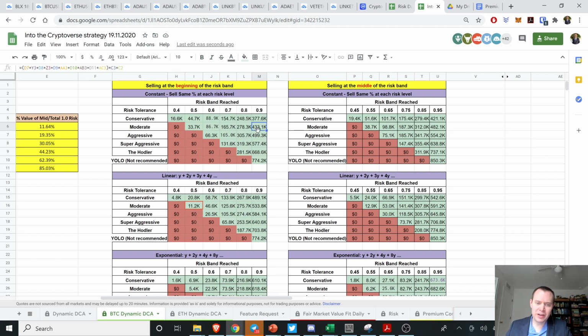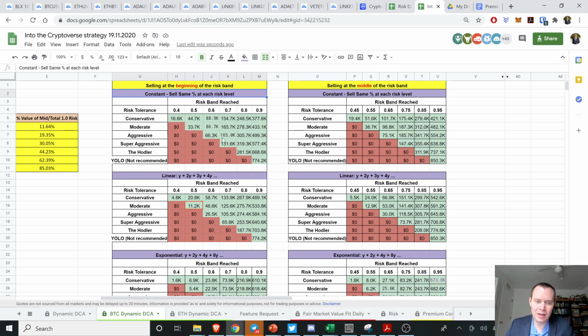But the other thing is it shows what you potentially leave on the table if you make your risk tolerance too high. For instance, if you go with the YOLO approach, the you only live once approach, and only sell at the 0.9 risk band, that would be obviously the best because you're selling everything at the top, and you would get 774,000 extrapolated, somewhat of a dubious extrapolation. But what if it only makes it to 0.8 risk and goes back down? Then you didn't sell anything. So it gives you an idea of the various risk tolerances that you could have and what you could theoretically leave on the table if it doesn't hit that risk.